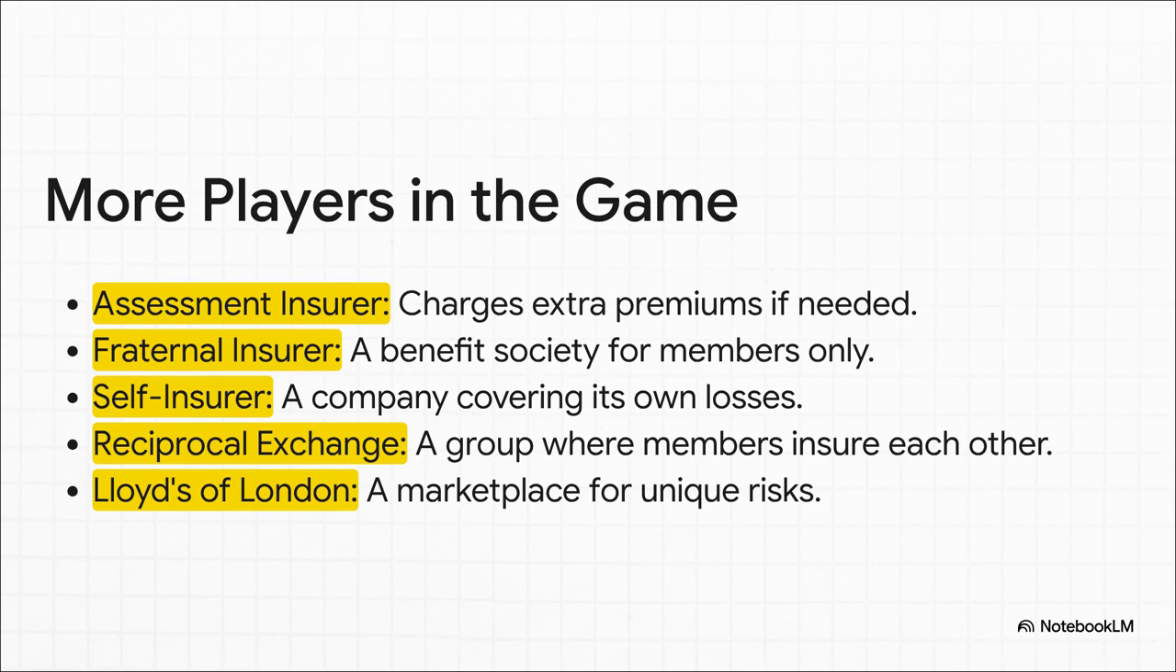Now, you might see a few of these other players on your exam too. An assessment insurer can ask its members for more premium money if claims get too high. A fraternal insurer is a nonprofit society that offers insurance only to its members. A big company that decides to pay for its own losses instead of buying a policy is a self-insurer. A reciprocal exchange is basically a group of people or businesses who agree to insure each other. And then there's Lloyd's of London. It's not an insurance company, but a famous marketplace for insuring really unique, high-dollar risks.